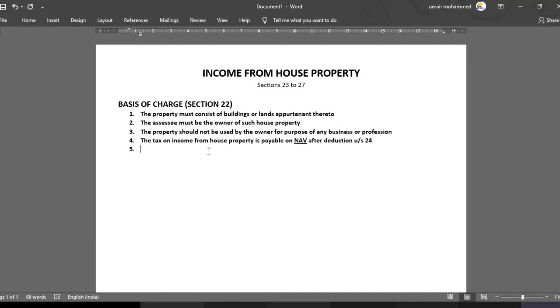Don't get confused between NAV of mutual funds. Mutual funds also have NAV, net asset value, but this is not net asset value, this is net annual value. Your task in this chapter is computing this NAV, because income from house property is taxable on NAV, not on the rent received. So your job is to learn how to calculate this NAV and how to apply the deductions under section 24 to come to a taxable income from house property.